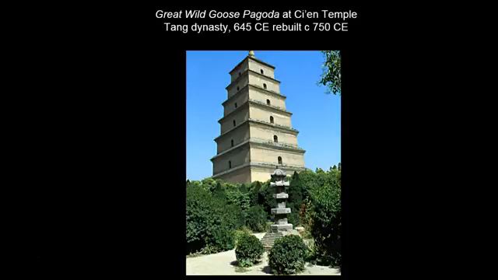Now, the Great Wild Goose Pagoda is made of stone, so there are no dugong brackets. There's no need for them. The overhangs and eaves are also very simplified and very clean lined. But still, the Great Wild Goose Pagoda establishes the pagoda type structure in China.